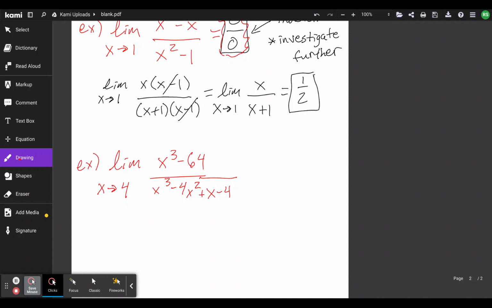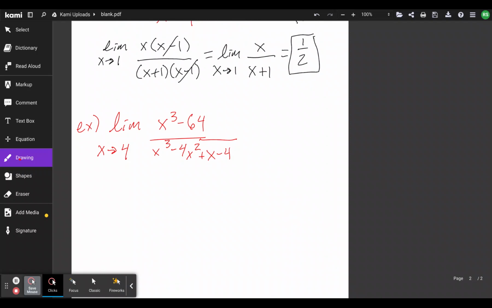So we're going to go ahead and find the limit here then as x approaches 4. We have x cubed minus 64 in the numerator, x cubed minus 4x squared plus x minus 4 in the denominator. The first thing we should always check would be direct substitution. When you substitute in a 4, we're going to get 0 over 0. Remember, again, that's not 0. That means it is indeterminate, and we need to do some further investigation.